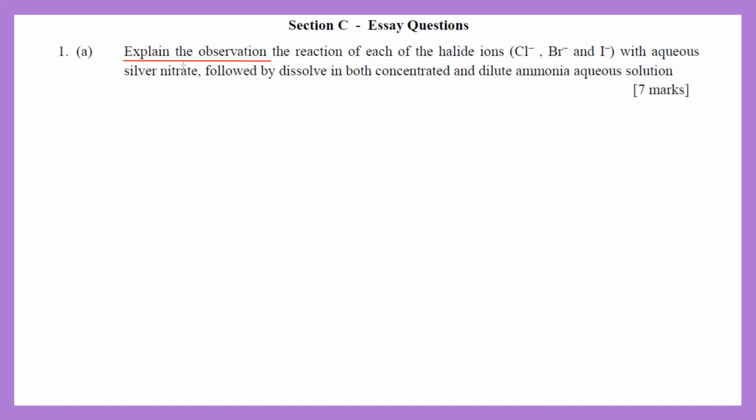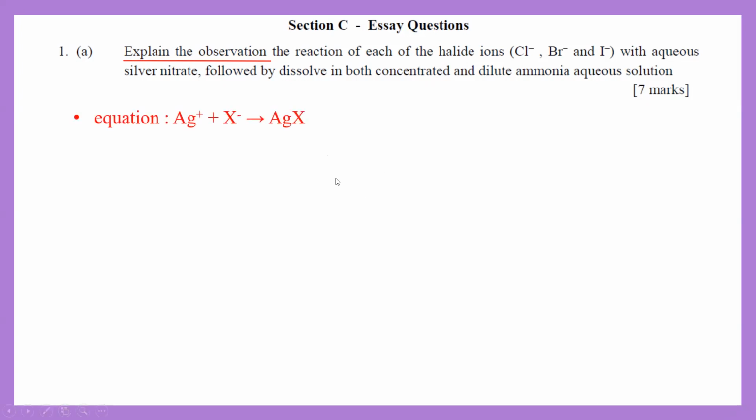Whenever you explain an observation, the 3 most important key points are: number 1, you should be able to state the observation. Number 2, you should be able to write the chemical equation. Number 3, you should be able to explain what happens behind the equations. So definitely you're going to come up with equations.